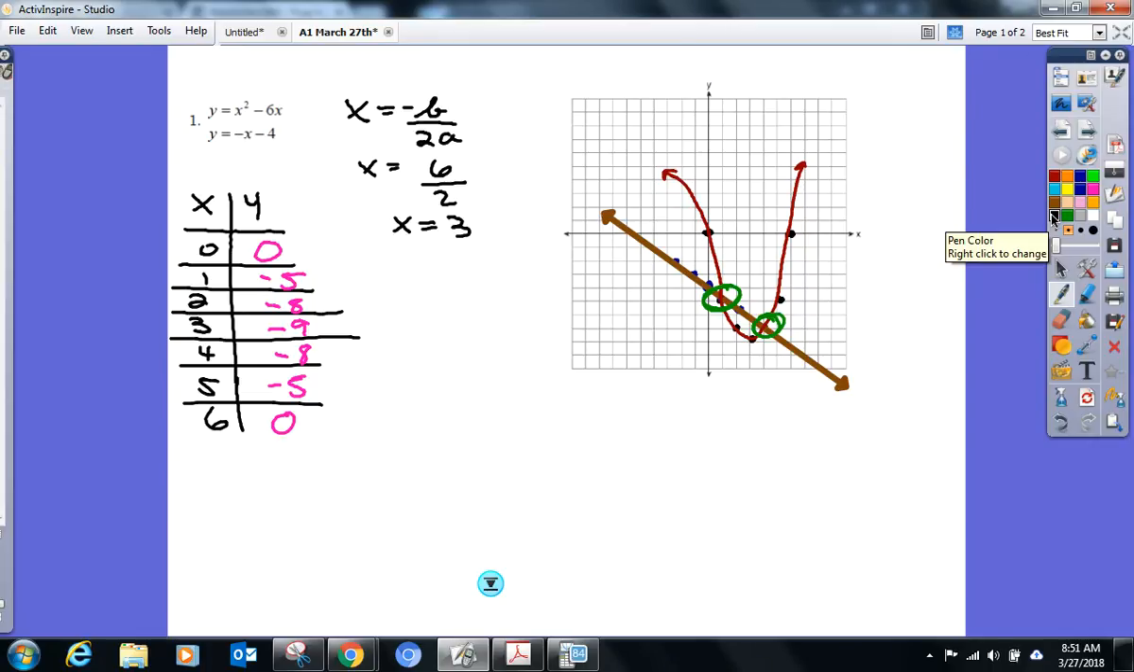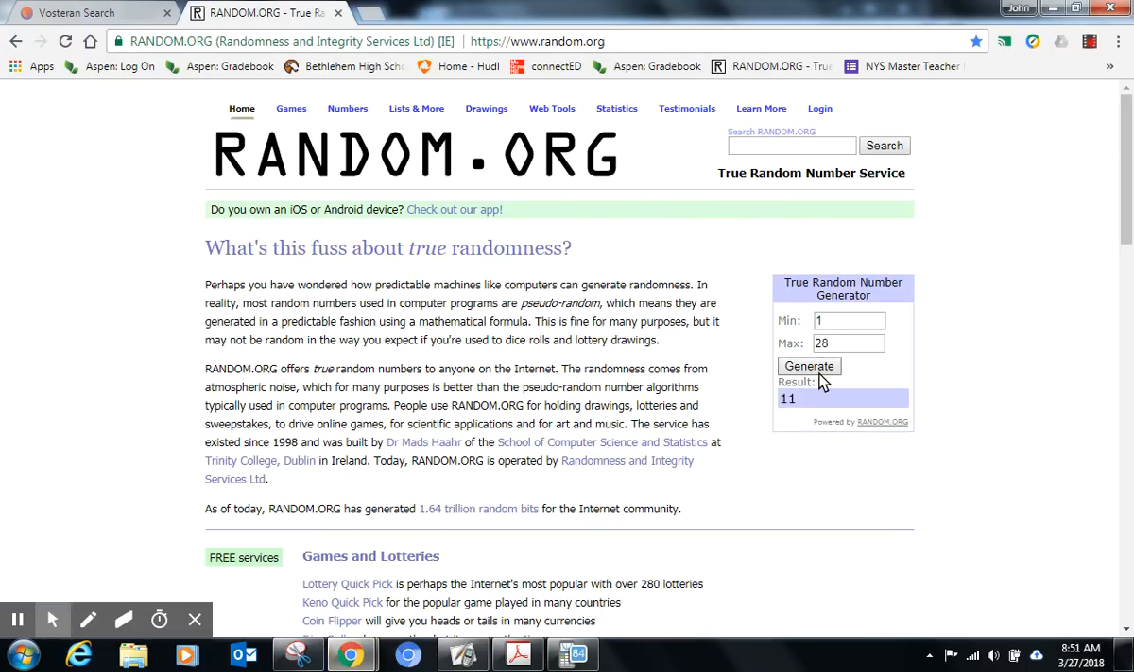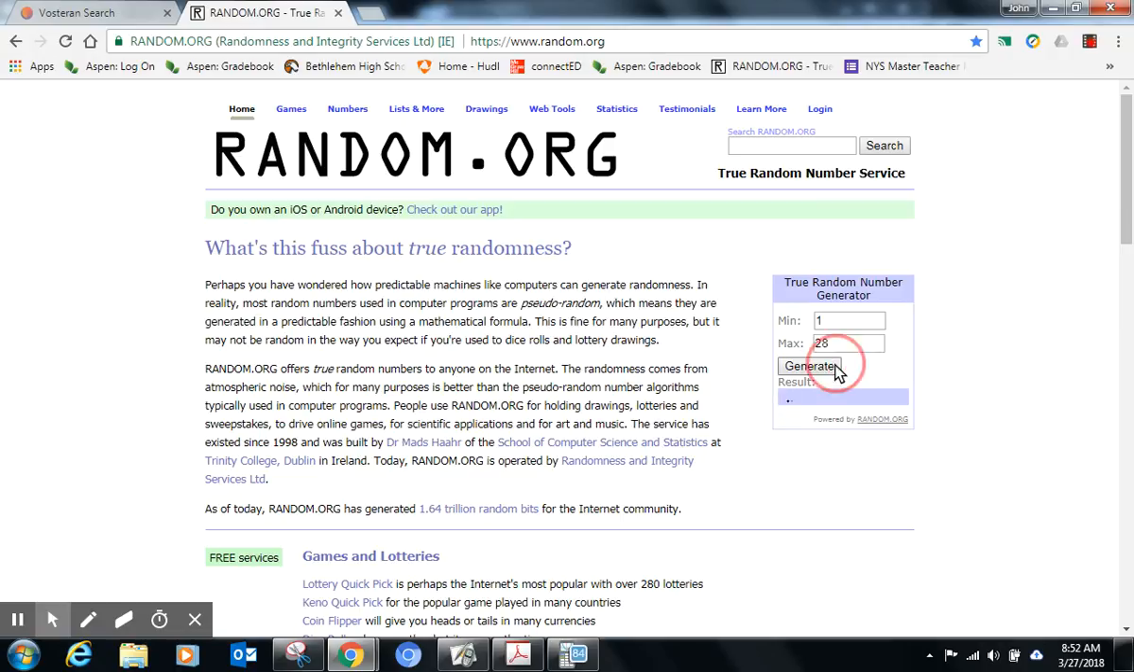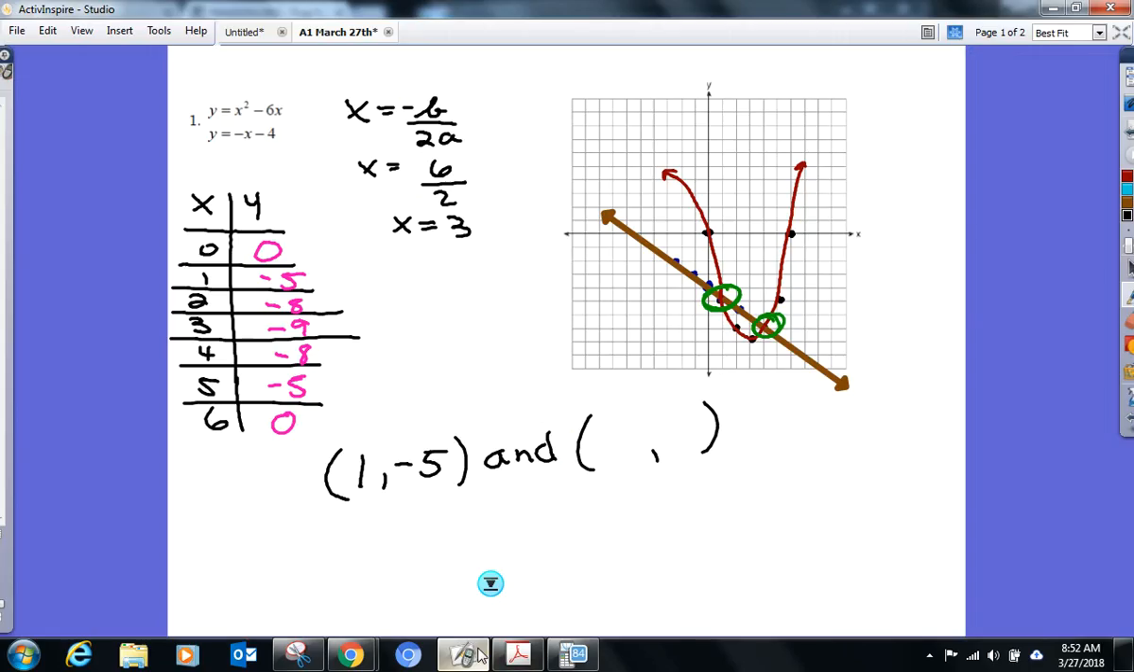Okay, most of you guys are finishing up. Can you please tell me where they intersect so I can write my answer here? Where do the two intersect? Just give me one point, number 11, where they intersect. 1, negative 5 they intersect at. And what's the other point here? Anybody have the other one? I got 1, negative 5, which is that point. What's that other point where they intersect?